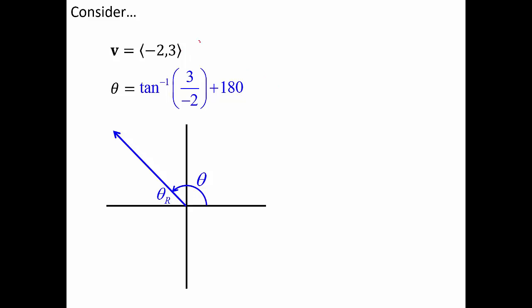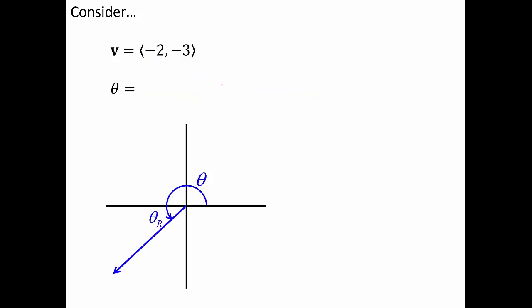I know I'm in the second quadrant. If I'm in the second quadrant, I'm going to add 180 to my inverse tangent to build in an appropriate adjustment, and I end up getting 123.690 degrees, which is greater than 90 and less than 180, so I know that's a second quadrant angle, which matches my second quadrant vector, so I know I did this properly.